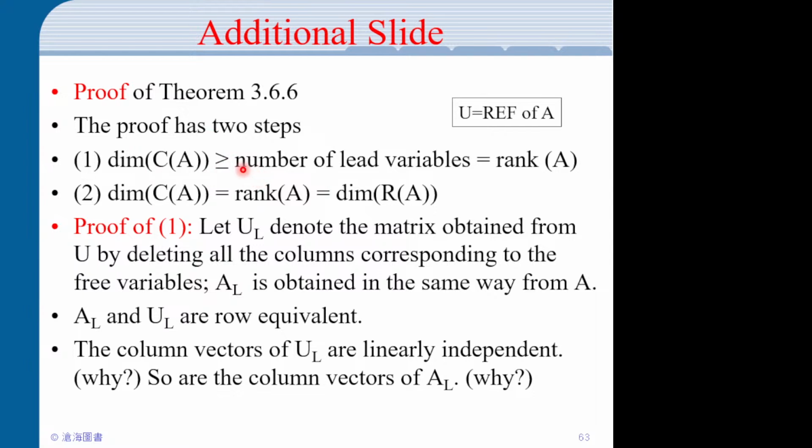Okay, so here is a little funny. First, we want to say the dimension of the column space is bigger than or equal to the dimension of the row space, which is the rank of A. And from here, then we can prove that the dimensions are equal. Okay, so let's see the first step. The first step is harder.